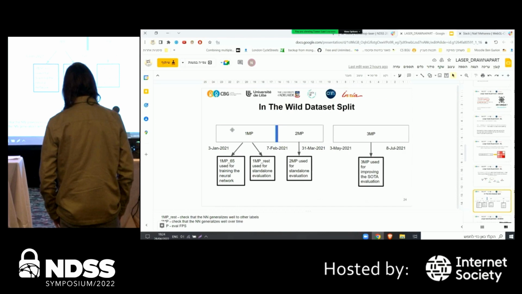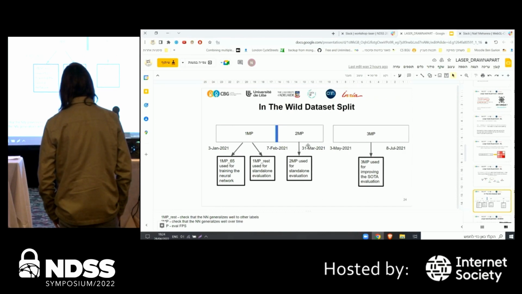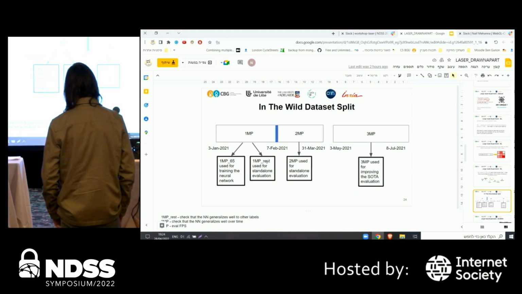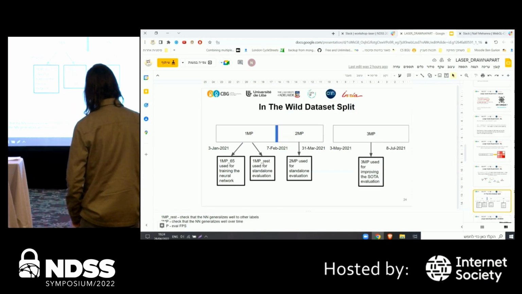What we did is that we used this dataset split in order to verify that we are not overfitting. In order to evaluate that we are not overfitting on the labels that we trained on, we use the 1NP rest dataset. It has different labels than what we trained our neural network on, and the results are still pretty good. So it means that it works on other labels as well. As in any deep learning algorithm, overfit occurs, and it's something that you should account for. Probably our network is better on devices that it was trained on.